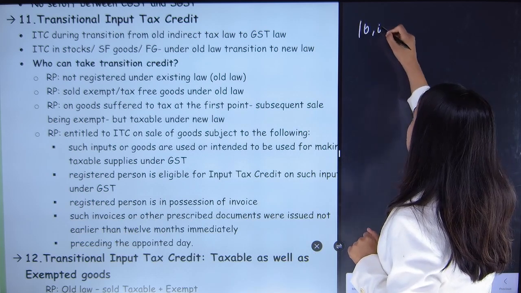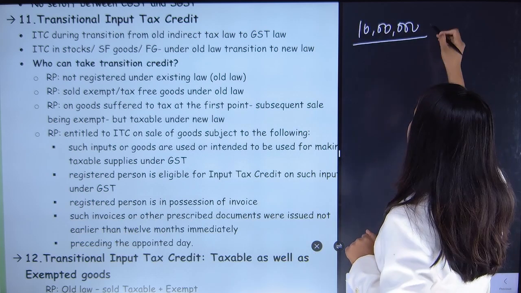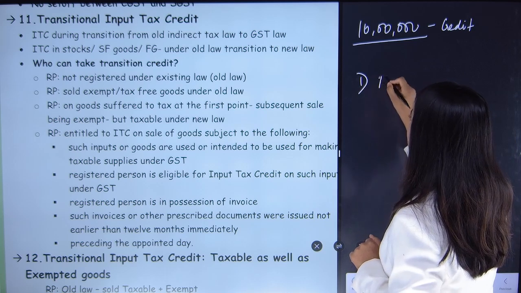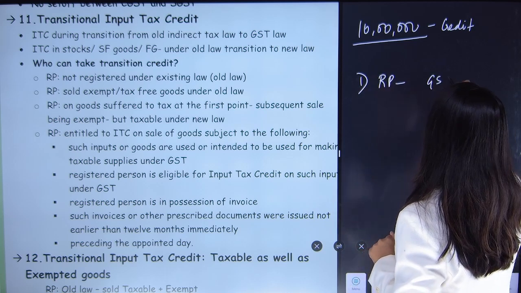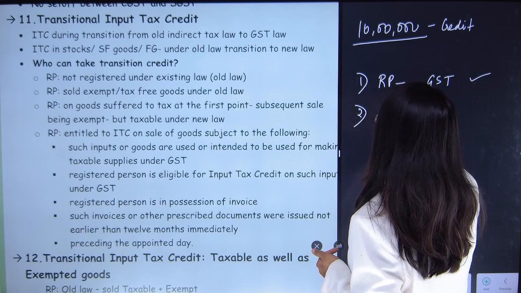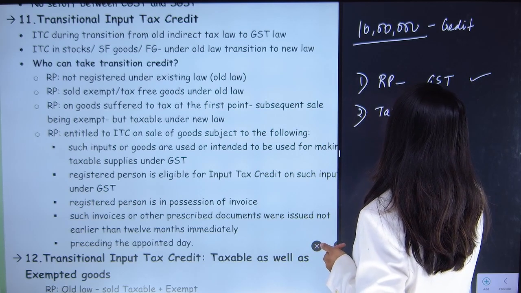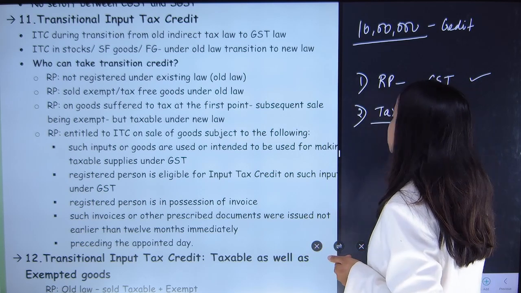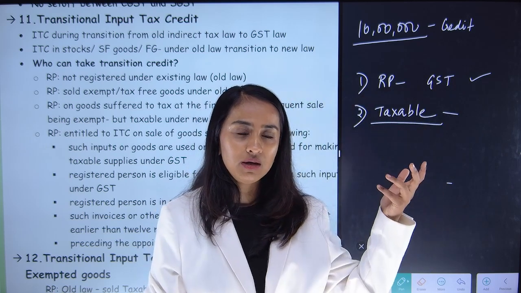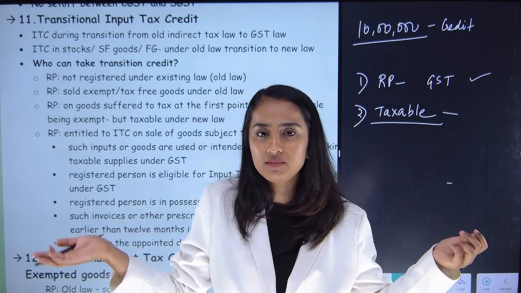So, I told you this 10 lakhs I have credit. I have to bring this to GST. So, first condition is that I have to be a registered person under GST. In the new laws also, I have to be registered. Second condition is I have to be selling taxable goods. The reason for this is you cannot set off or you cannot take credit of the input taxes if at all you are selling exempt goods.